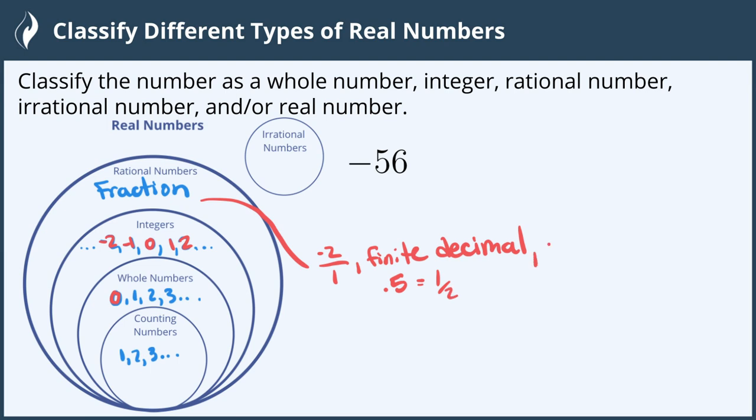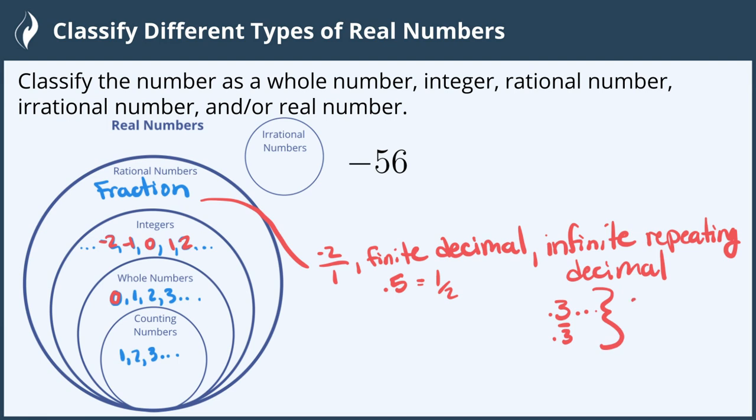Or we can have an infinite repeating decimal, such as the number 0.3, and the ellipsis at the end indicates that the 3 continues on forever, or is repeating, or we can put a line over it. The infinite repeating portion can be a single digit or several digits that are repeating, and these are the fraction 1/3.